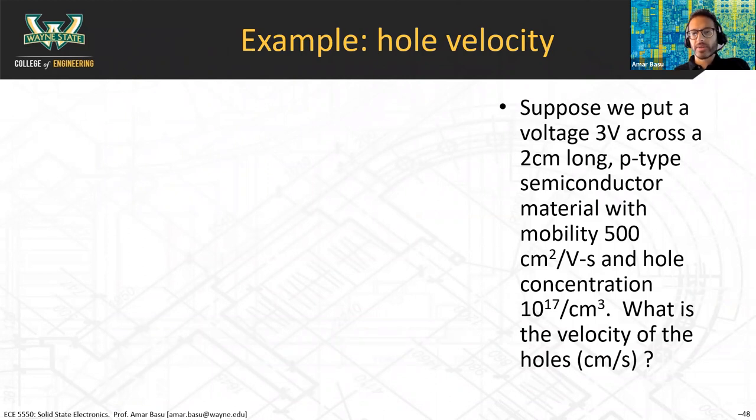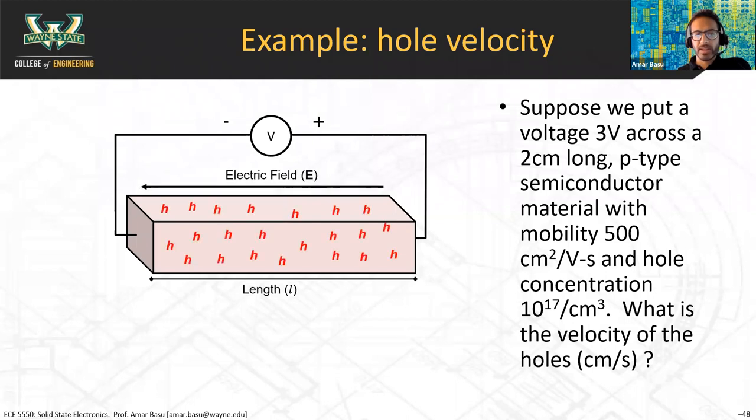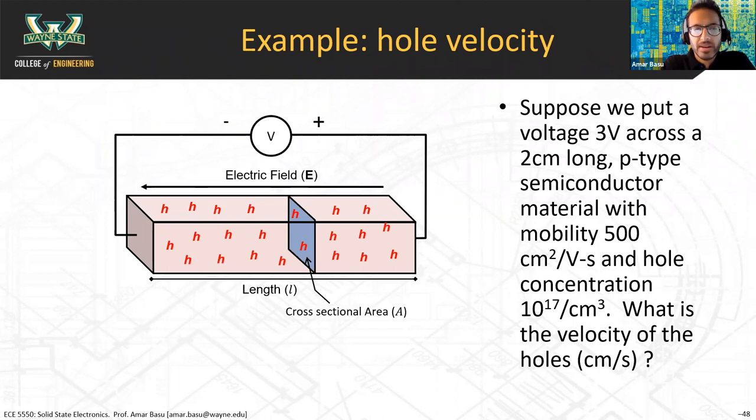So now let's do another example. This one, you're going to be doing a quick calculation. Suppose we put a voltage of 3 volts across a 2 centimeter long P-type semiconductor material with mobility 500 centimeters squared per volt second, and a hole concentration 10 to the 17th per centimeter cubed. What is the velocity of the holes? This is the same type of problem, except now we have holes instead of electrons, and we still have our cross-sectional area. Calculate the magnitude and direction of the velocity of the holes, in centimeters per second. Everyone can go ahead and try that on their own.